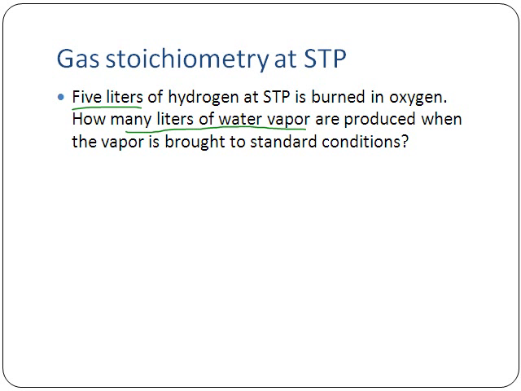So we do have a reaction here. We're going to have to convert. And so the first thing we'll do is set up our equation. We have hydrogen we're starting with here, so H2 plus, we're burning it in oxygen, so plus O2. And this is going to give us water vapor, so H2O.